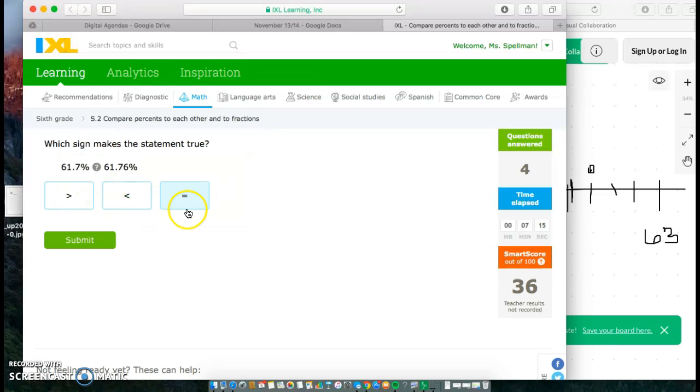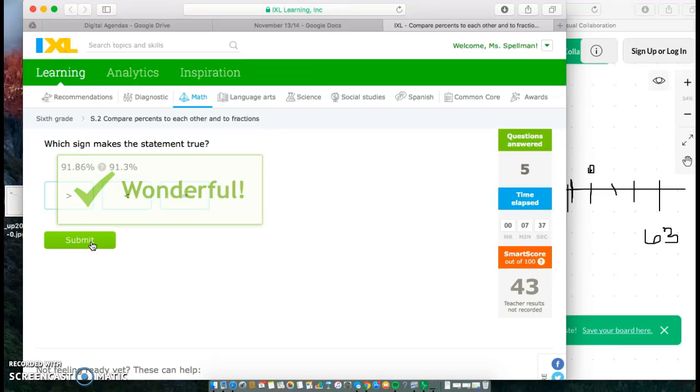Again, here I could use a number line. 61.7 compared to 61.76. In this case, I think it's helpful to think of it like money. So if there's nothing behind the 7, then I would imagine a 0 is there. So would it be better to have $61.70 or would it be better to have $61.76? It's only a little bit, but it's still more. So I would choose the $61.76.